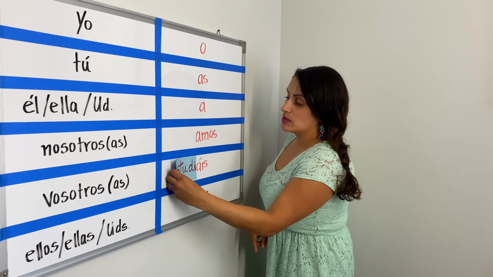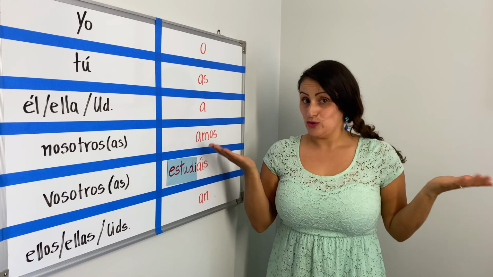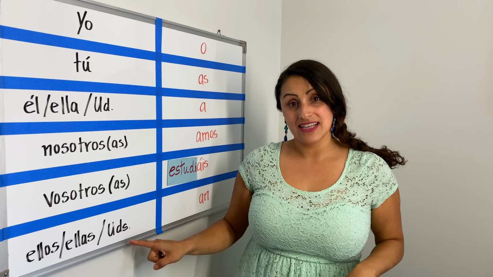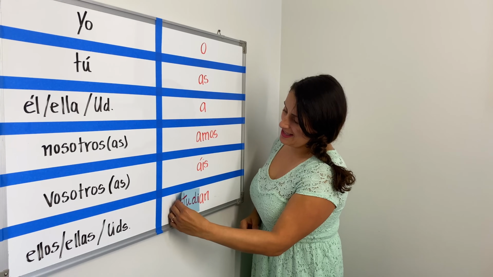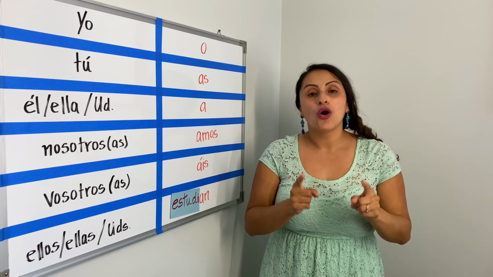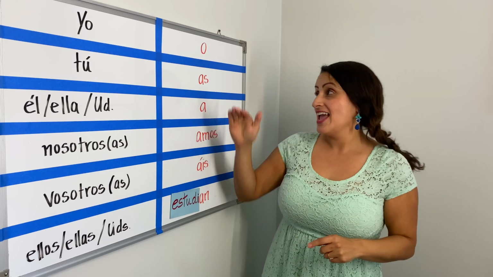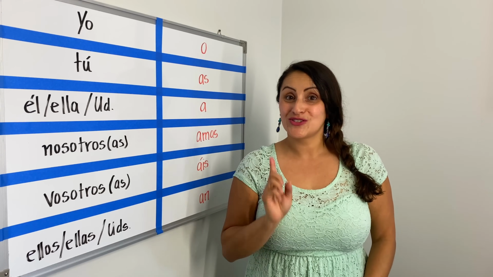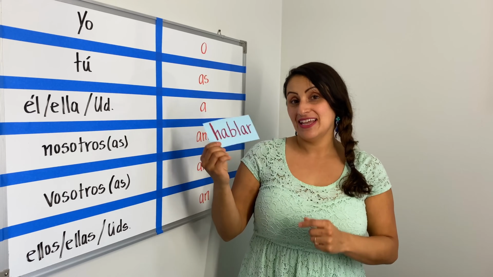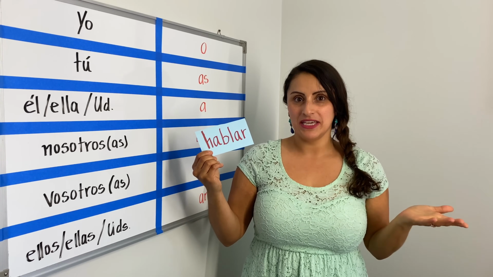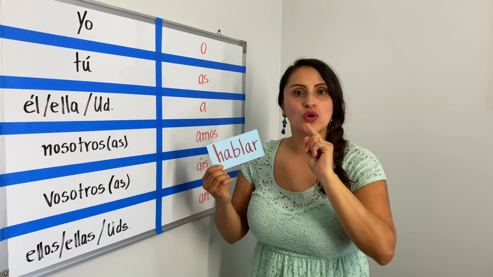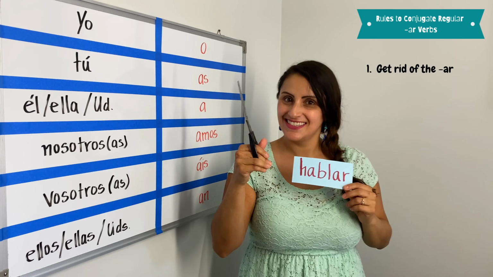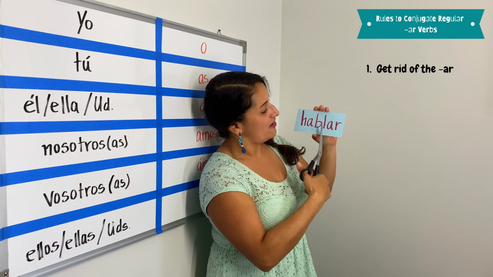If we're in Spain, we would say you guys, vosotros or vosotras, estudiáis. And finally, ellos, ellas, and ustedes would be estudian. And now you have conjugated the verb estudiar in every single one of its forms. So let's do this with another verb so you can see it works exactly the same. Remember the verb hablar, to speak? Good! The rules say, number 1, we gotta get rid of the AR. So let me get my tijeras and let's get rid of the AR.